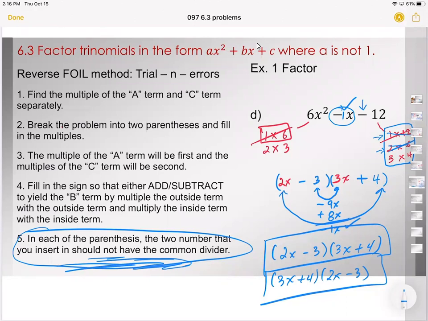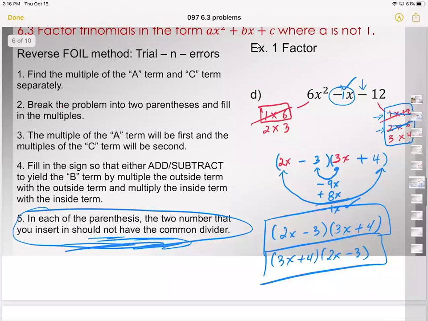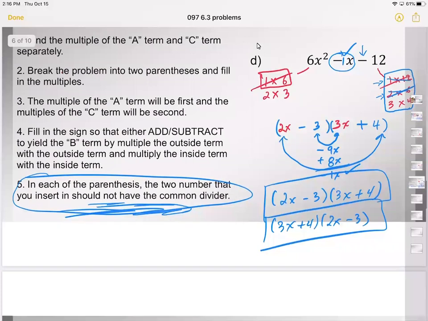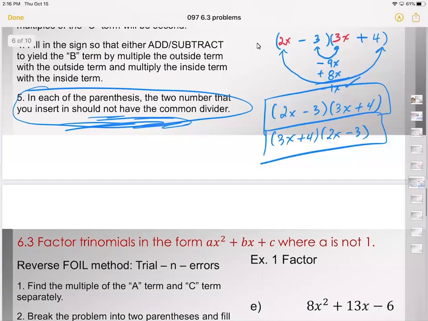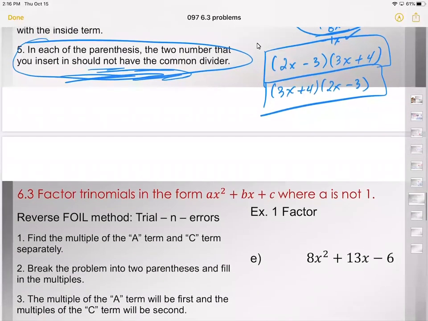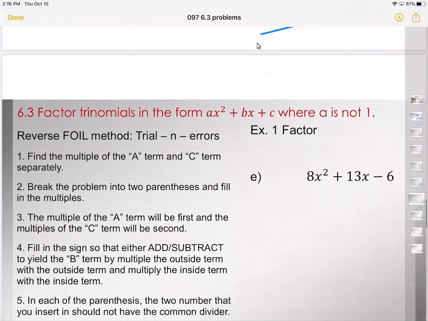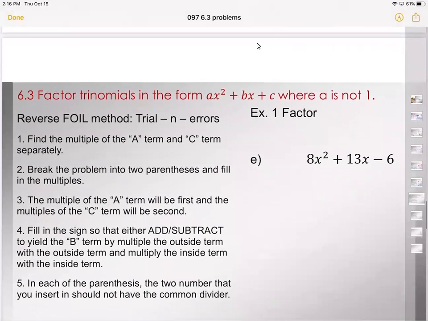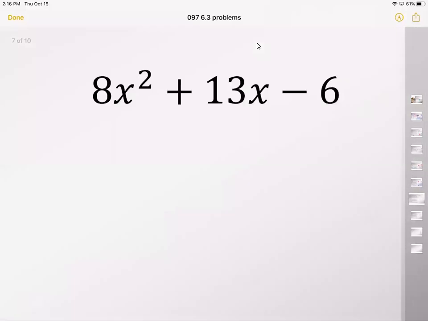Okay. Whatever you put in the parentheses cannot have a common divider. And if you're in doubt, you can always FOIL them out. Well, not factor them, FOIL them out. Okay. So let's take a look at this problem E. And if you take a look at this problem E, this is what we have: 8x squared plus 13x minus 6.